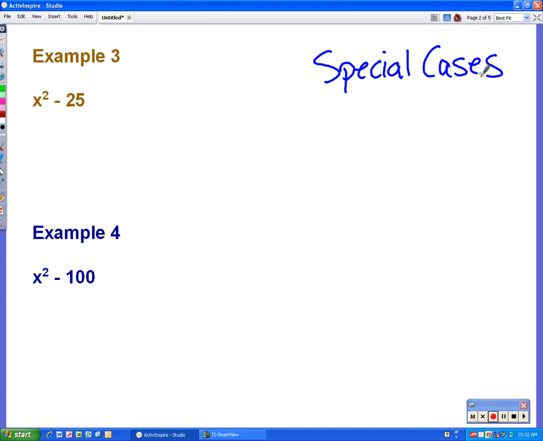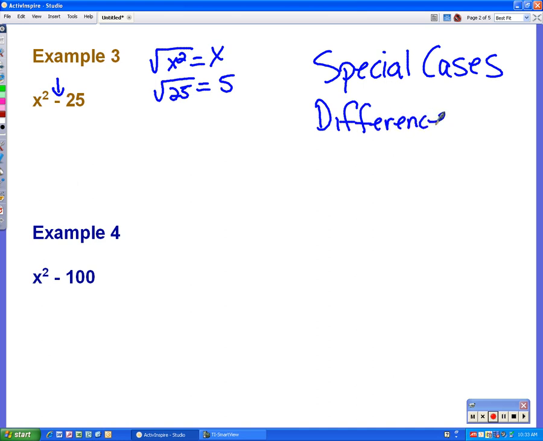Now, x squared and 25, okay, they are perfect squares. All right, we can take the square root of x squared. What's the square root of x squared? X. We can take the square root of 25. What is the square root of 25? 5. Okay, so now in the middle, we have a minus sign. So this special case is called the difference of two squares. Again, this is a special case.